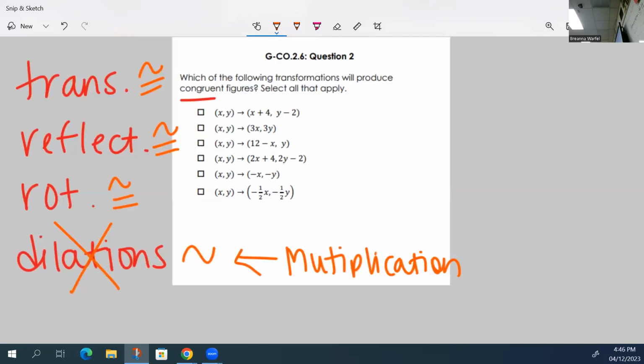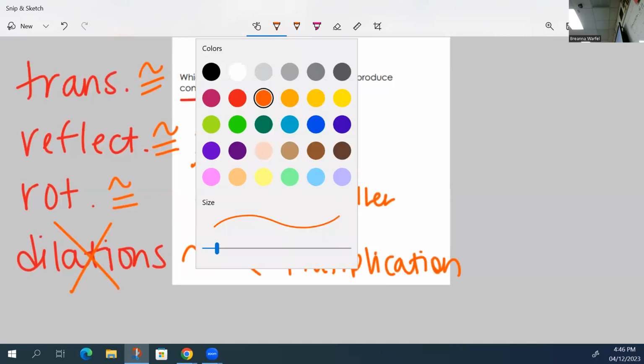So you need to go through here and find anything with multiplication, and you need to exit out. So the half, that would mean that this one is getting smaller, so this one's out. Same thing here. You're making it twice as big and then you're shifting it, so this one's out. Same thing here. This is 3 times as big. This one's out.